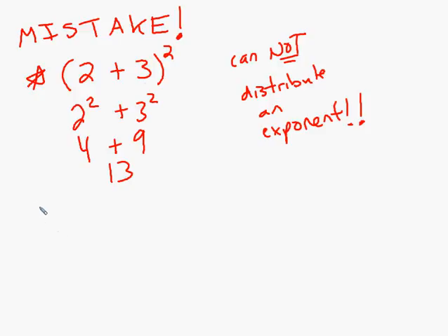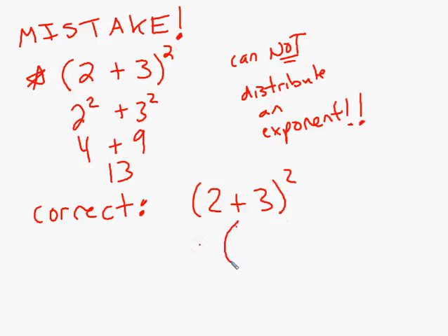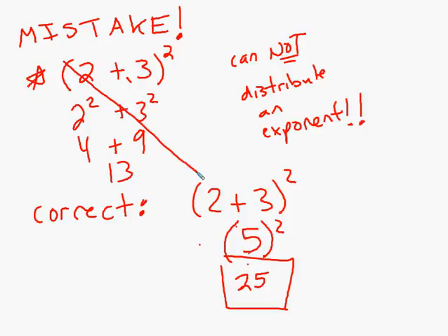So, well, how do we do it? The following is the correct way. Follow the order of operations. Order of operations says, what do we do first? Parentheses. So I do 2 plus 3 first, which is 5, and then 5 squared is 25. That is the correct answer. This one was wrong. You cannot distribute an exponent. I tell you guys what not to do. There's always a couple of you who do the thing I tell you not to do. Don't do that. It's wrong.